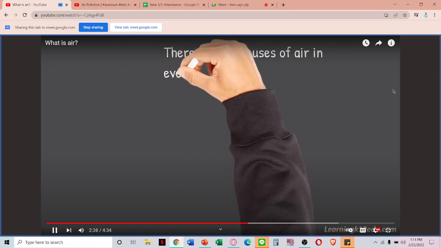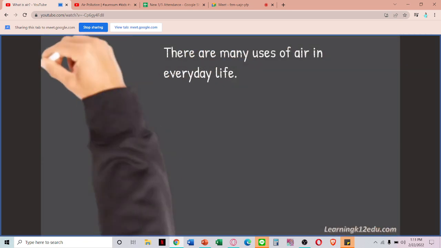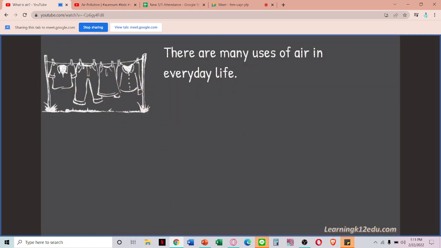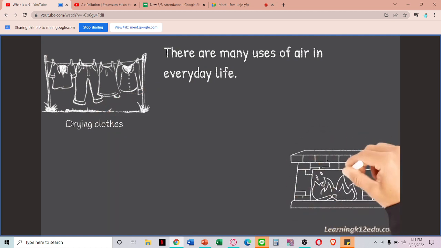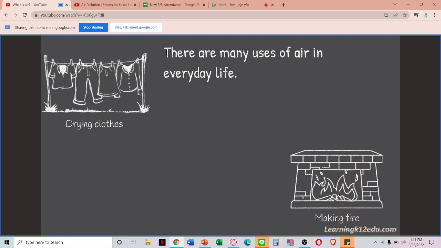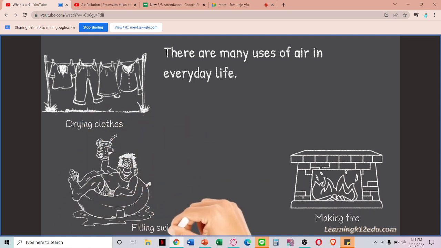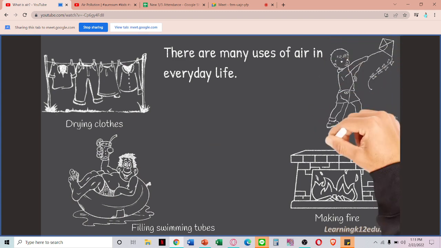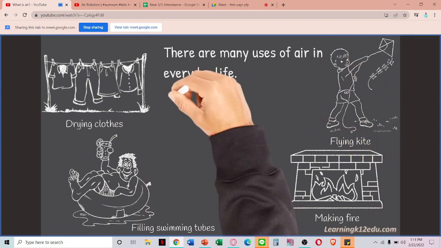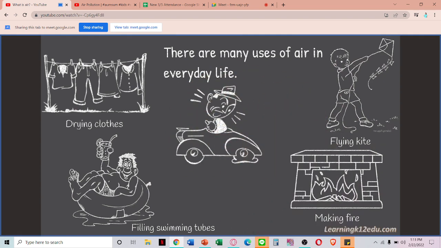There are many uses of air in everyday life. Drying the clothes, making the fire, filling tubes used for swimming, flying kites in the sky, and filling the tire tubes of vehicles.